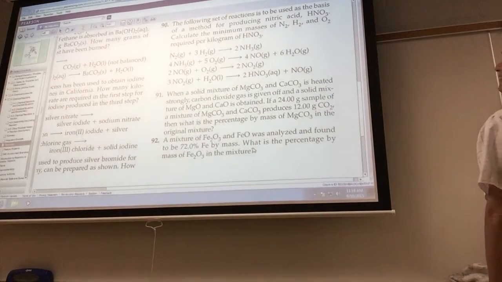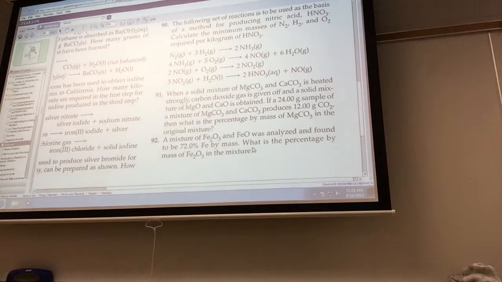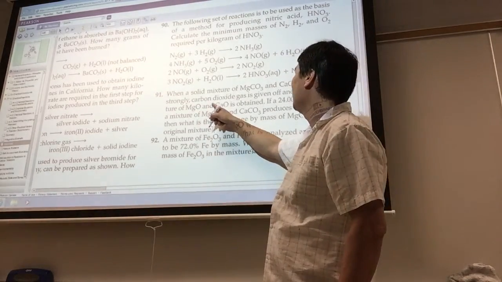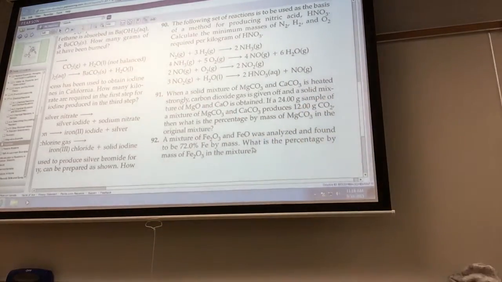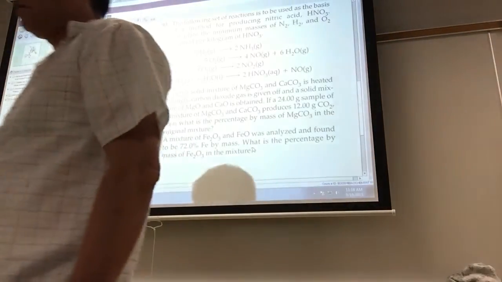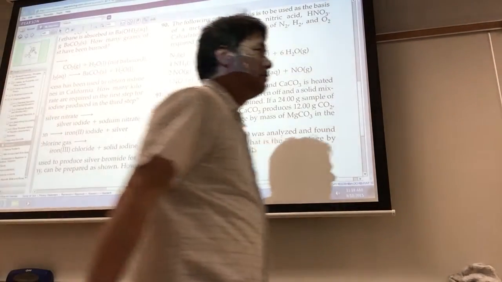So this is number 91. So we got magnesium carbonate plus calcium carbonate, solid. This goes to magnesium oxide and calcium oxide and CO2. So we got magnesium oxide and calcium oxide plus CO2 gas. The biggest mistake is that people balance this.